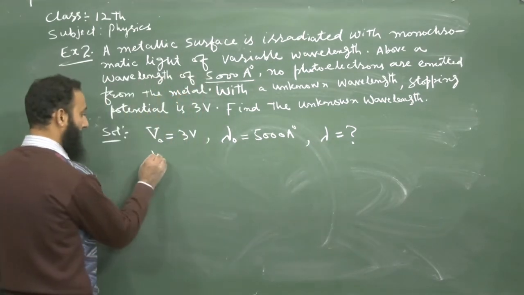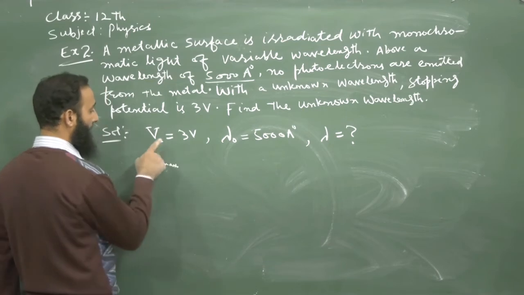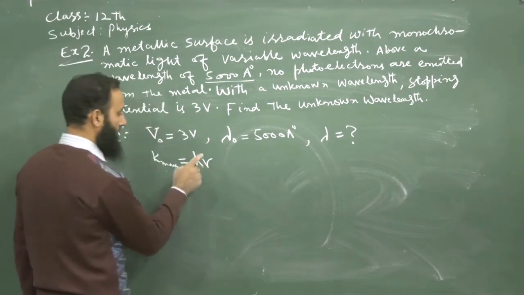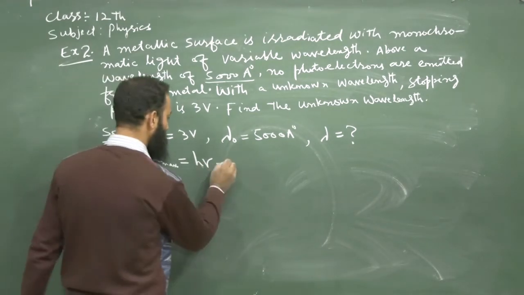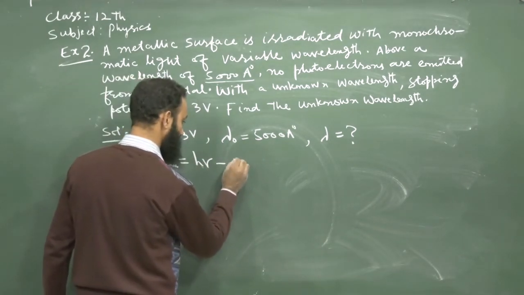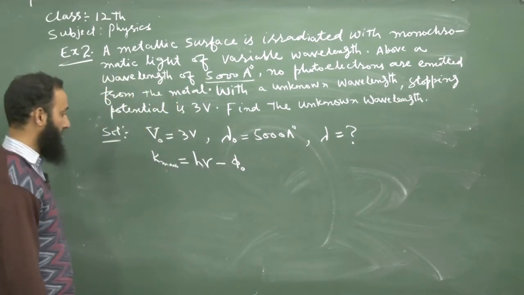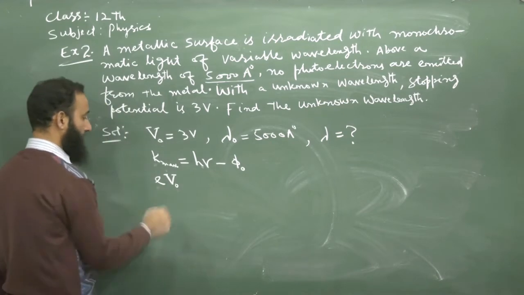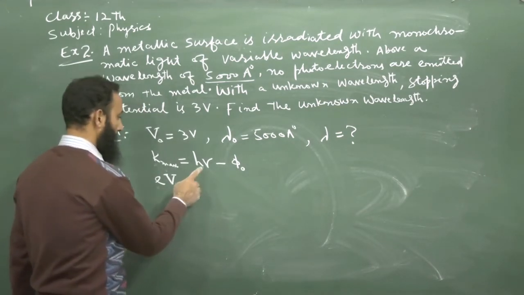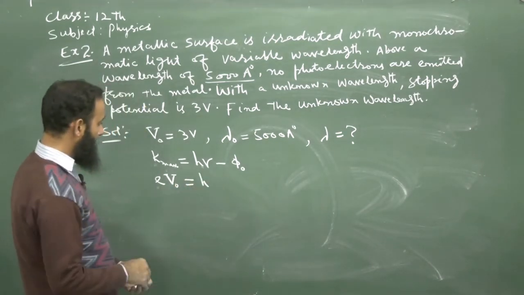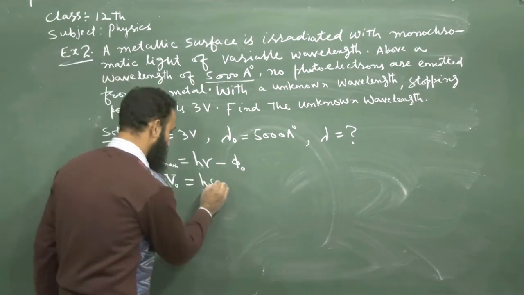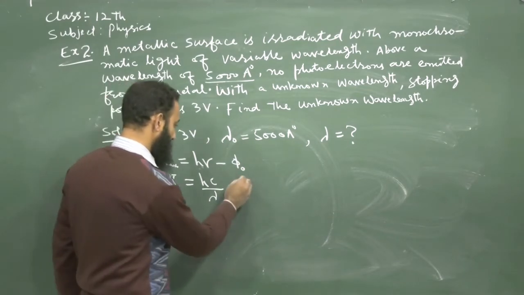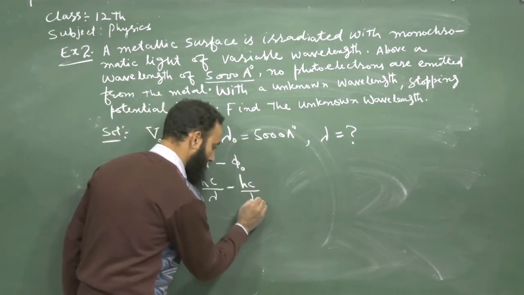We know that K max is always equal to h nu, the energy of the incident photon, minus the work function. Or K max is equal to e V naught, that is e into V naught. We know this is equal to hc by lambda, the energy, minus phi naught, which is hc by lambda naught.